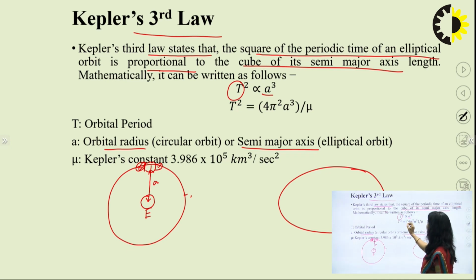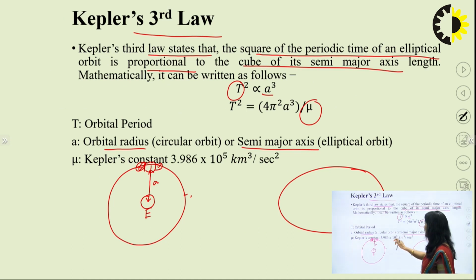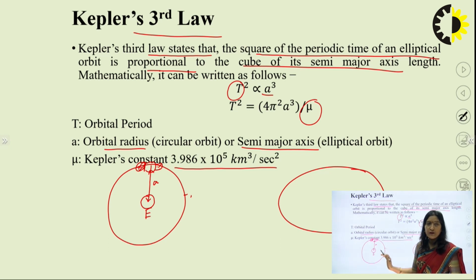So, if we remove the proportionality from this point, T square will be equal to 4 pi square a cube upon mu, where a new constant is added here, which is also known as Kepler's constant. As we all know, there is a fixed value of this, for the time period of a geostationary satellite, the Kepler's constant value is 3.986 into 10 to the power 5 kilometer cube per second square. Okay, this is fixed. So, in the coming slide, we will see the derivation of this.